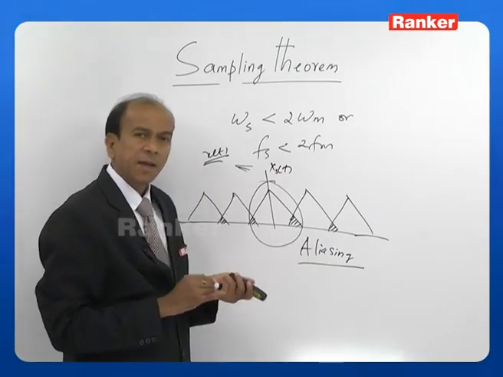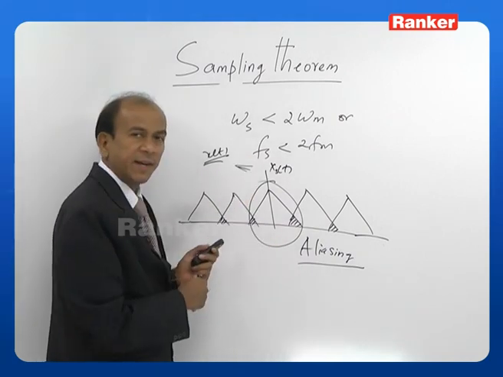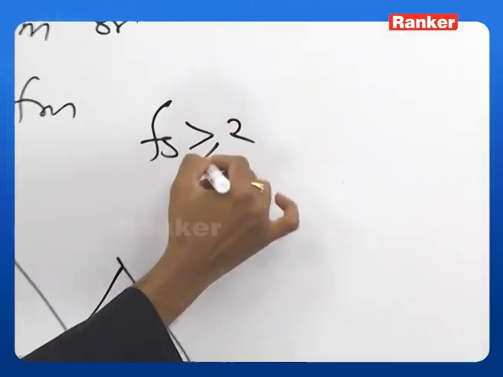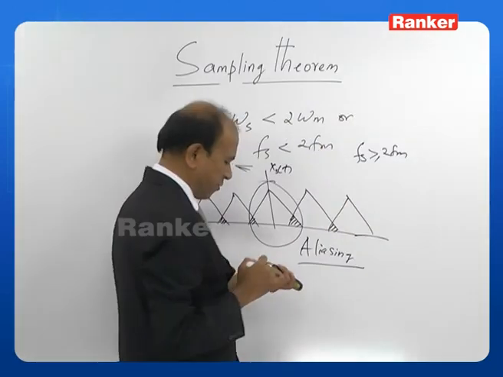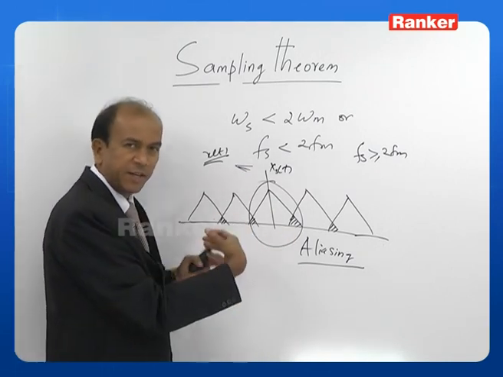Okay. So, it becomes impossible for us to retrieve. This is one condition. So, what have we said? To retrieve, I should make fs greater than or equal to 2 fm. In fact, greater than 2 fm can be an ideal case. That means they will be separated, then you can easily retrieve them back.